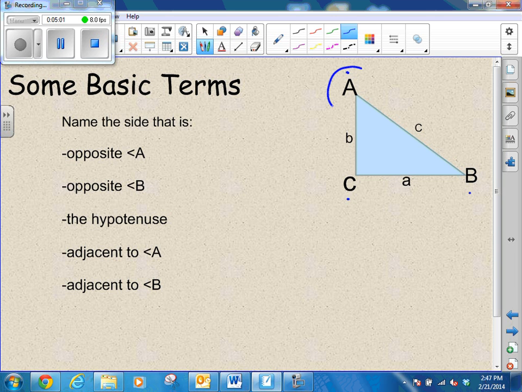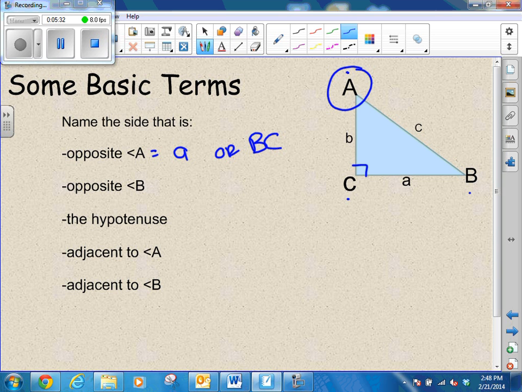So if I stand at angle A, that's where I go. Angle C is my right angle. Angle A and B are my acute angles. If I stand at angle A, what side am I not touching? What side am I opposite of? Little a, or CB. Yep, I can write it two different ways: little a or BC. I'm going to still stand at A.